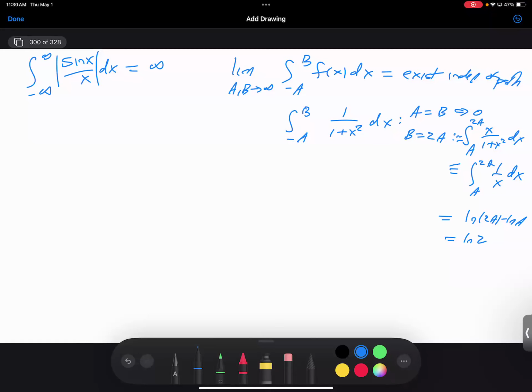This is the danger of having integrals where the absolute value is not finite. The integral of the absolute value is not finite. But for sine of x over x, even though that integral is infinite, this still makes sense. The limit as a and b go to infinity from minus a to b of sine of x over x dx is independent of the path.